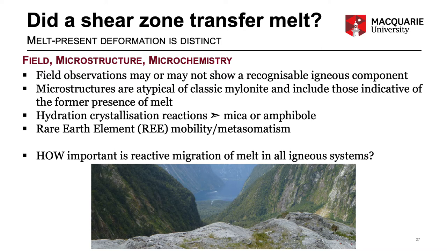These melt pseudomorphs must crystallize at the end of the deformation story in order to be preserved in the rock. Once the melt crystallizes, the rock must become hard, such that those microstructures are preserved through to today. We see these hydration crystallization reactions, where here in the lower arc crust, we're producing dominantly amphibole with a little bit of mica. And one of the key features chemically is that we see evidence for rare earth element mobility and metasomatism within these zones.